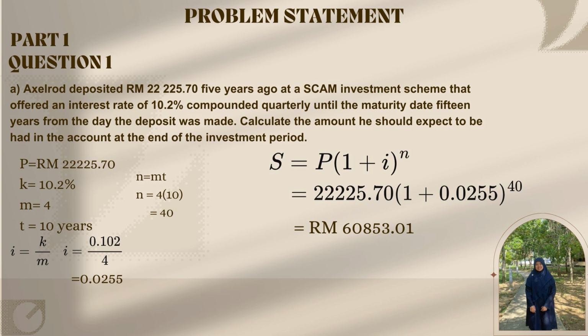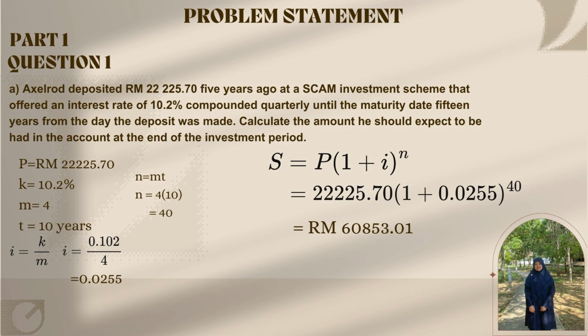Substituting the values into the formula, we get S equals 22,225.70 times (1 plus 0.0255) to the power 40. Calculating this expression gives us S equals RM60,853.01. Therefore, Axelrod should expect to have RM60,853.01 in his account at the end of the 15-year investment period.